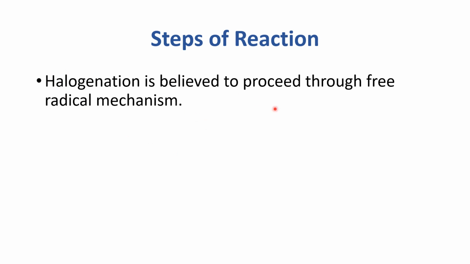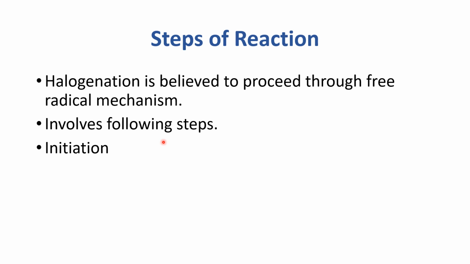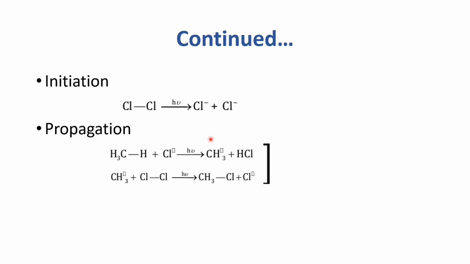Let's see the steps of halogenation. Halogenation is believed to proceed through a free radical mechanism, which involves the following steps: initiation, propagation, and termination. In the first step, that is initiation, the chlorine bond is broken and we generate chlorine free radicals. Then comes propagation. The chlorine free radical reacts with methane and makes a methyl free radical and HCl.